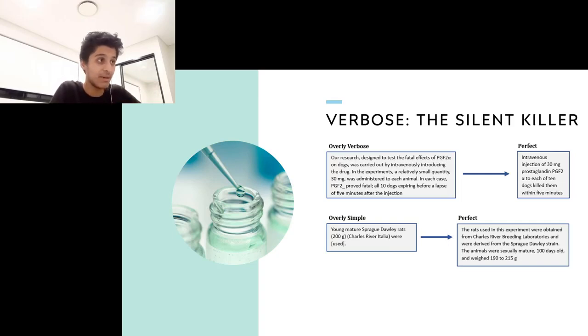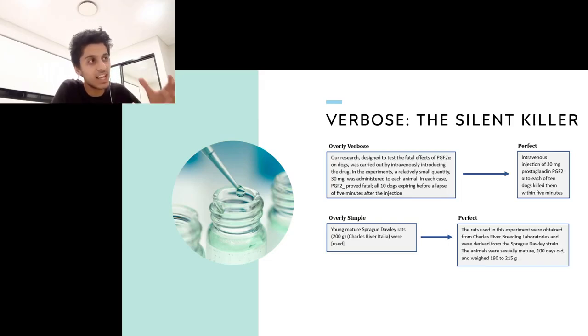What exactly do you mean by young, mature? It's too compressed and there's not enough. We don't know what's really going on. So in this case, you want to increase the amount of words you use. There's this sweet spot, and in this case, the sweet spot would be: the rats used in this experiment were obtained from Charles River breeding laboratories and were derived from Sprague Dawley strain. The animals were sexually mature, 100 days old, and weighed 190 to 215 grams.